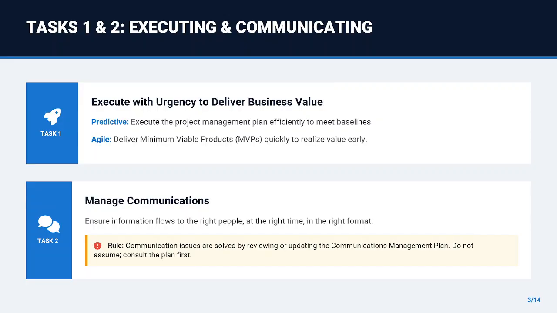Task 2 is managing communications. The rule here is simple. Communication issues are solved by reviewing or updating the communications management plan. If stakeholders complain they aren't getting the right information, do not assume you know what they want. Consult the plan, assess the variance, and update the plan if necessary.